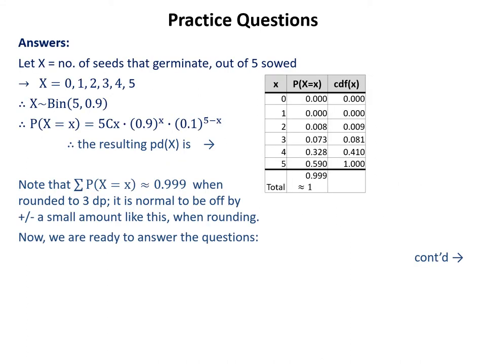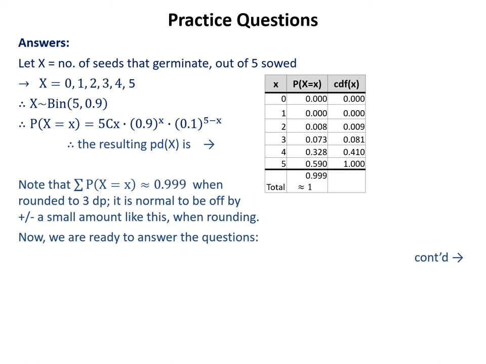So to answer all the parts of this problem, we start by doing a few things that will help us to answer all the parts. So we start by defining the random variable. Let X equal the number of seeds that germinate out of 5 sowed. So that gives us possible X values from 0, 1, 2, 3, 4, 5, basically all the values between 0 and 5. So this is a binomial.